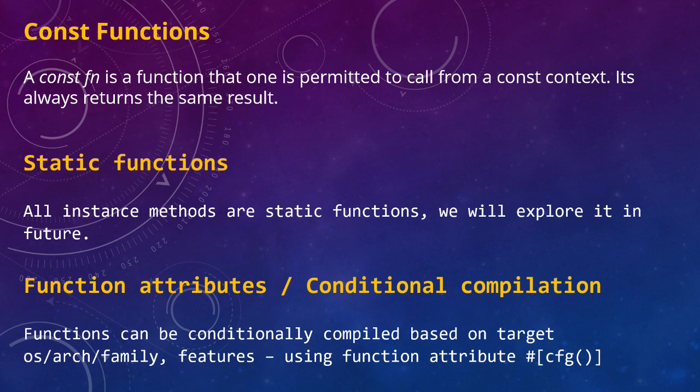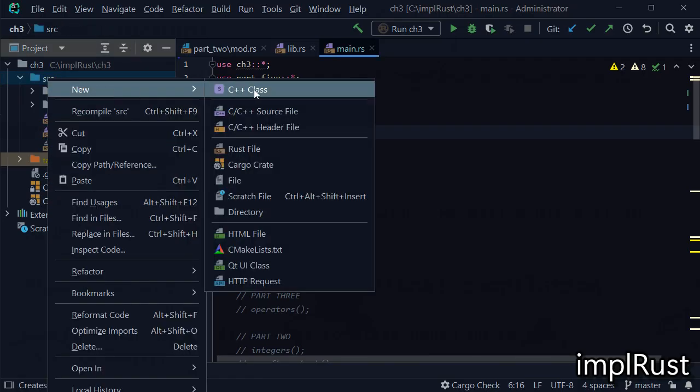All instance methods are static functions. We will explore it in our future videos. Functions can be conditionally compiled based on target OS, architecture, family and features using the cfg method or cfg attribute method, or both. Let us see it in action.